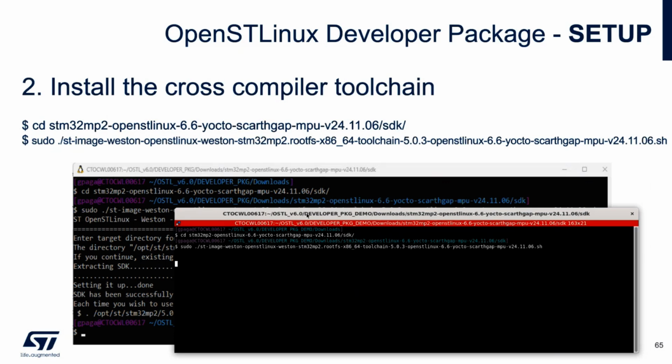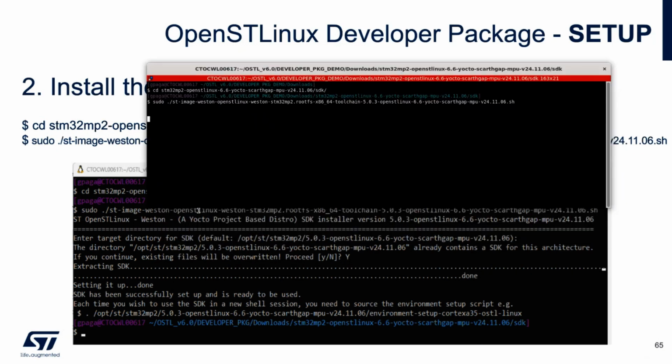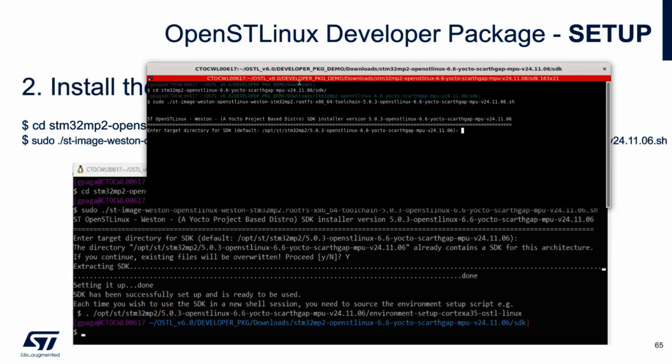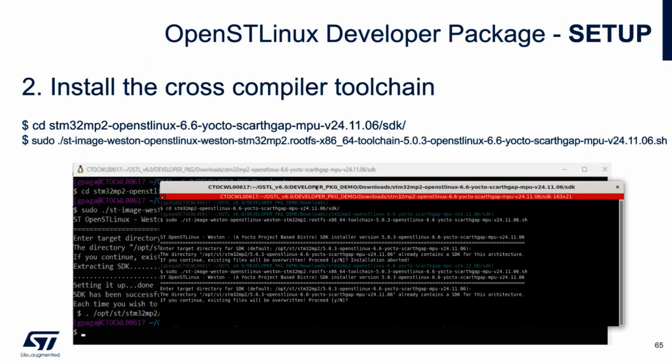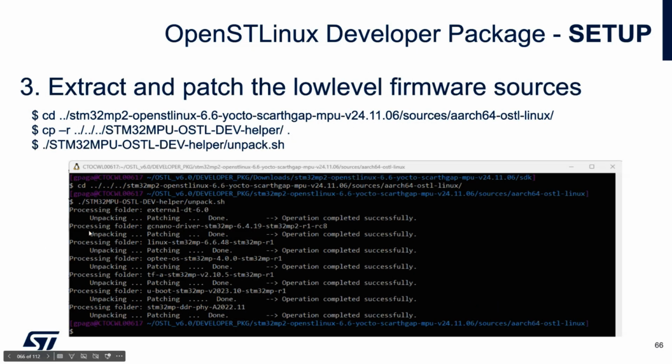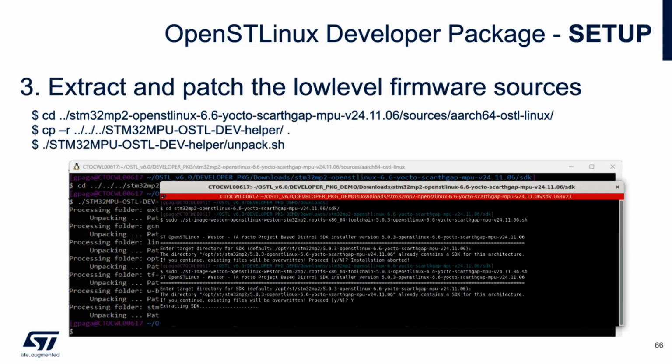Okay, the installation process will ask for the installation folder. Okay, here. I can accept the default folder for the installation, and moreover, it will ask also to overwrite the compiler because it is already installed. I will choose yes, and the extraction starts. Last step, installing the source code.